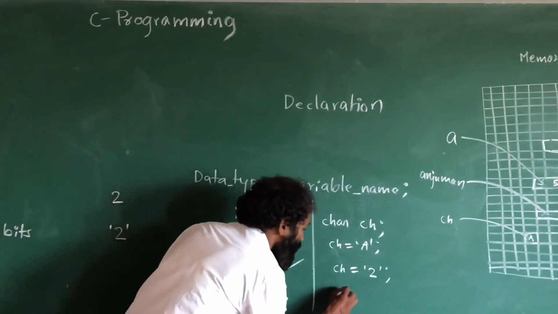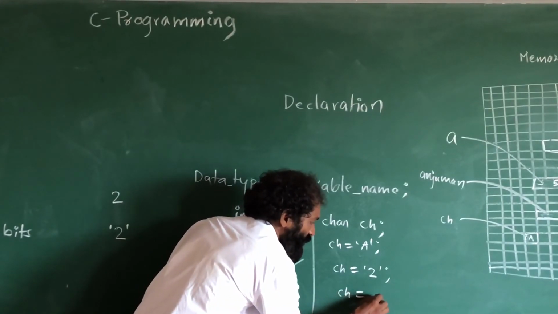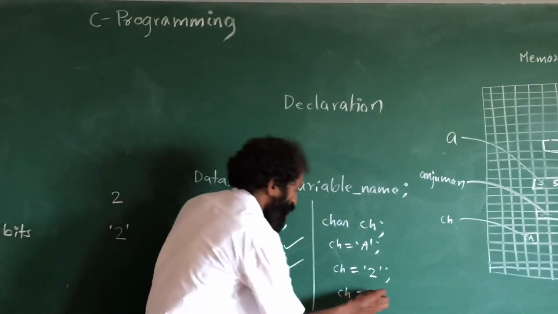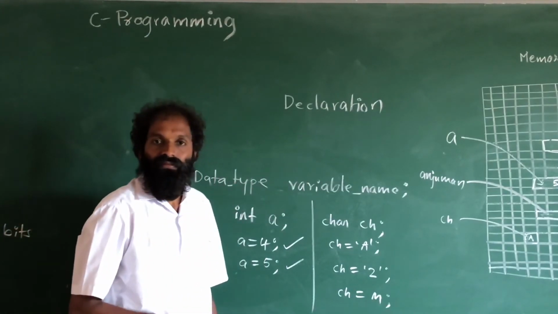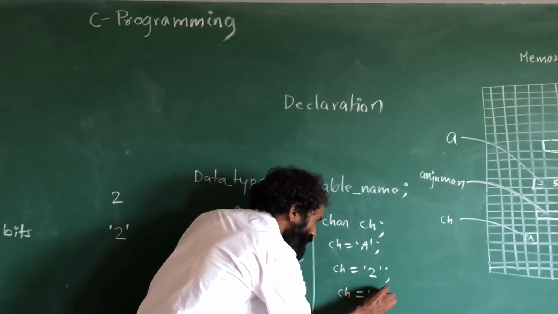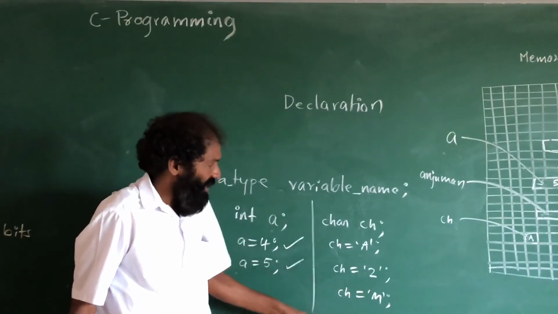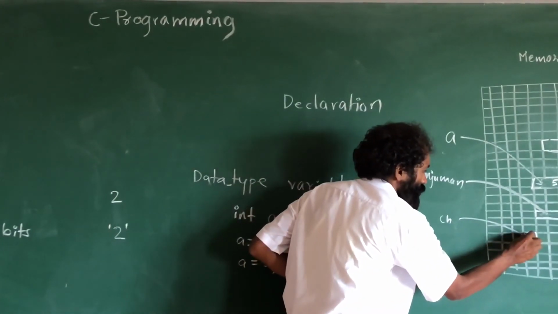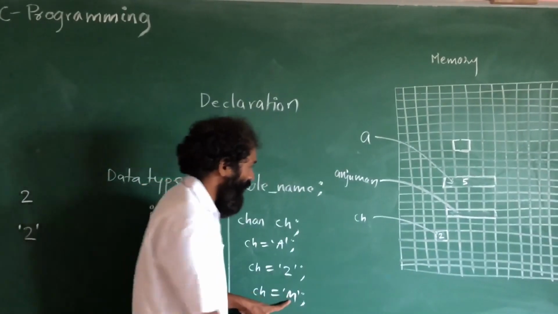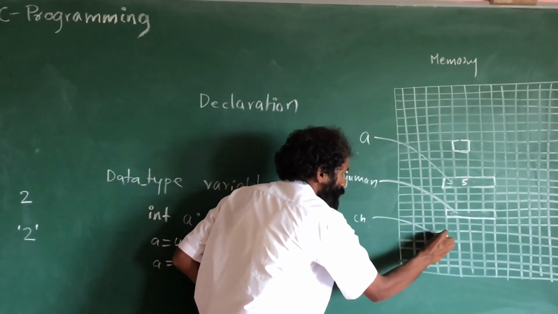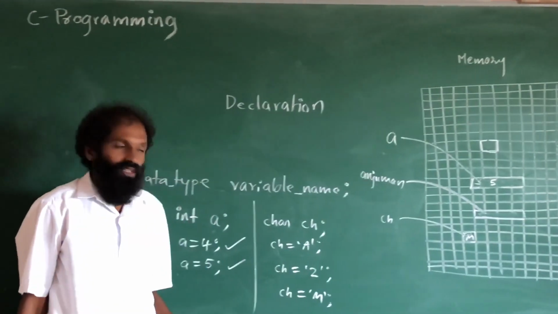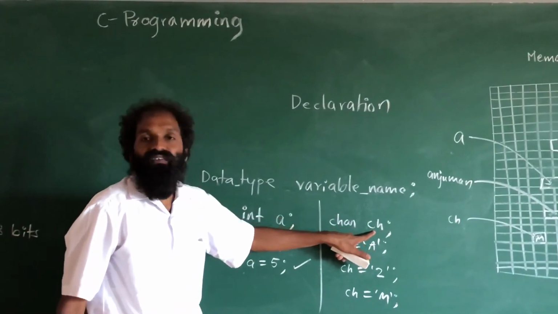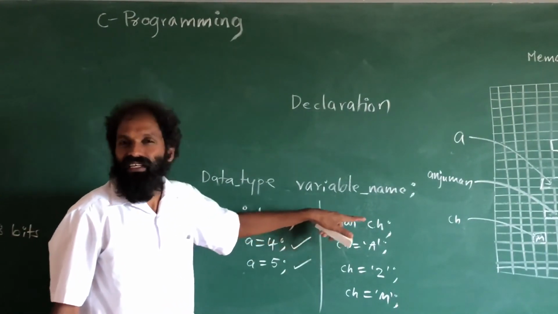We cannot write ch is equal to something like yum, it will not take. We should write single quotes, then only it will take. So at this stage this becomes '2', meaning this character. Next it will become 'yum'. It keeps changing. So ch is a variable of type char, meaning a character variable.